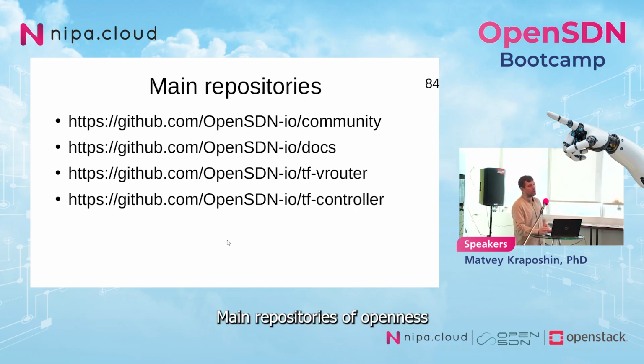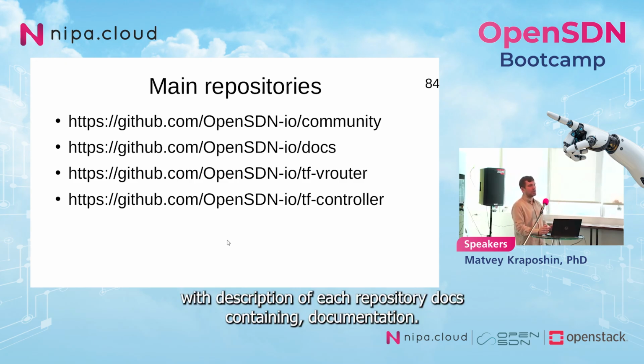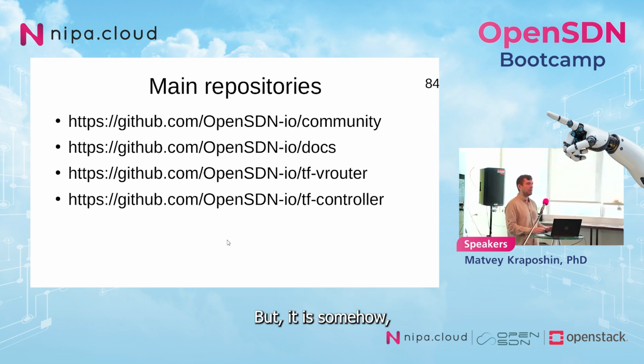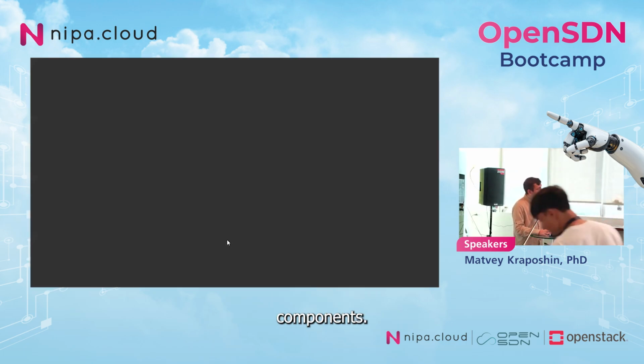Main repositories of OpenSDN are community, where you can find an exhaustive list with description of each repository, and docs containing documentation, but it is somehow outdated, so it really needs more work to finalize it. And vRouter and controller repositories contain source code for vRouter and controller components.